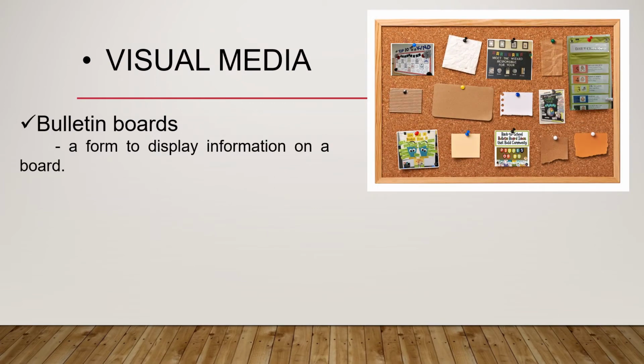Next, the visual media. Example, the bulletin boards, a form to display information on a board. Second, the posters, a form of displaying information using text and pictures. These are the tools in displaying and conveying information. This is very useful in schools and any organizations.